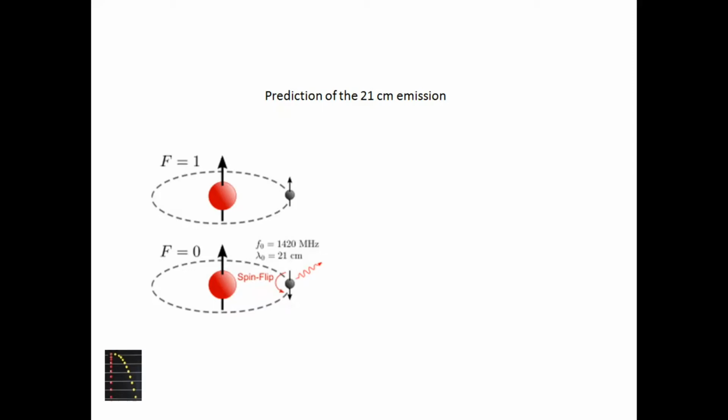And one of the predictions that was made was that an electron, if we use a planetary model of the electron, as it's orbiting, it's fine. But if it flips for some reason, and a flip is a change, during that flip you have an acceleration, and you will get an emission of energy at 1420 megahertz or 21 centimeters.